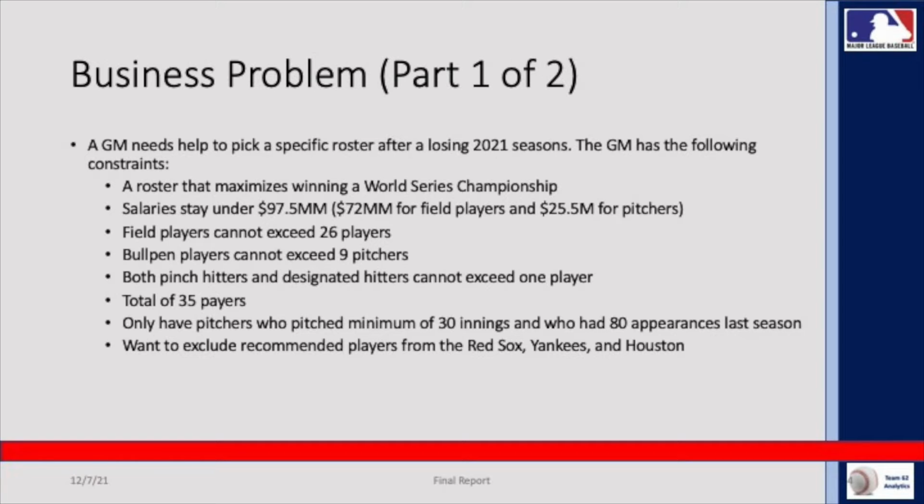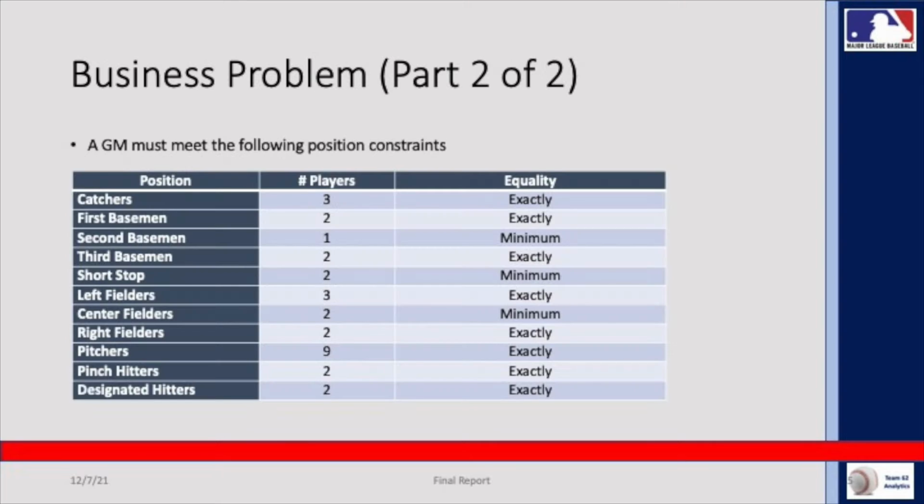Some other constraints that we had too: only pitchers who have pitched a minimum of 30 innings and who have appeared in 80 appearances last season are eligible for the dashboard. And we want to exclude recommended players from the Red Sox, Yankees, and Houston. The team unfortunately hasn't had a lot of luck trading with these teams, so we wanted to kick them out of our analysis. The last bit of the analysis are the position constraints.